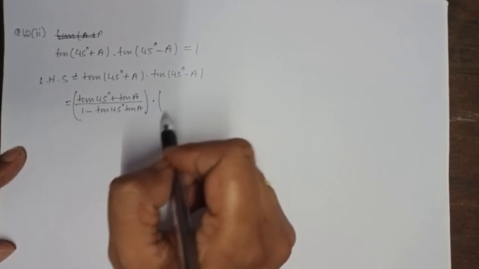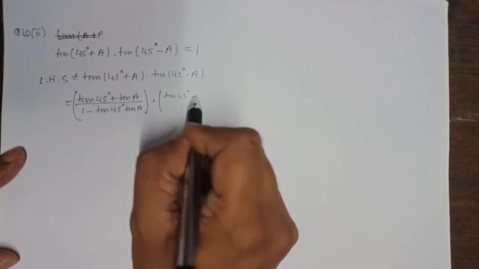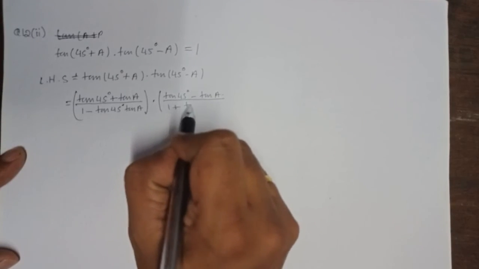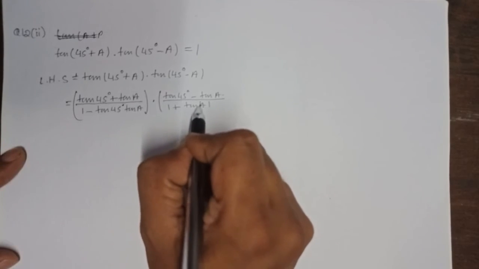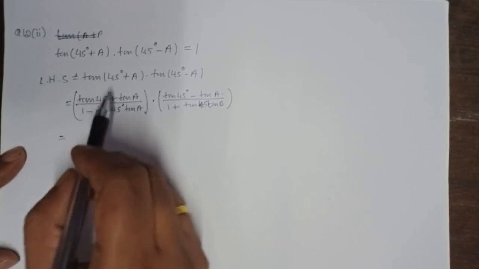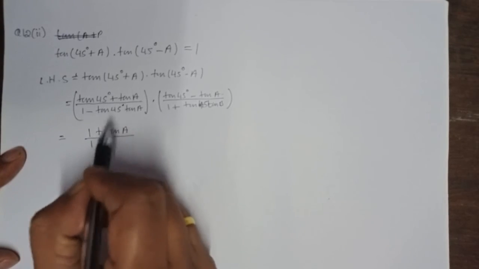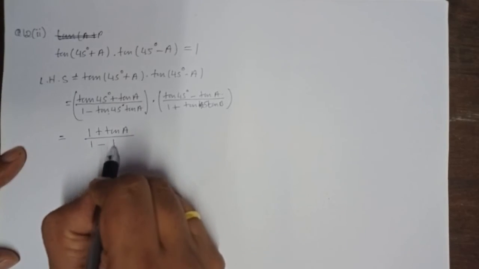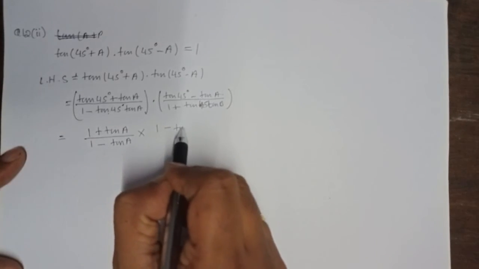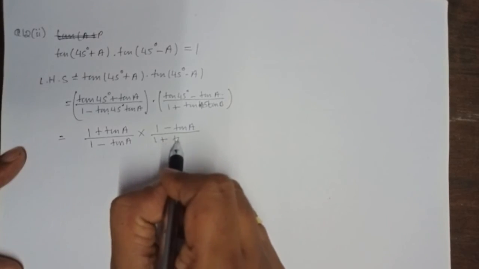Into, similarly as in previous sums, use this formula. Tan A minus B formula is tan A minus tan B over 1 plus tan A tan B. Here A is 45 degree. Now I'll substitute the value. Tan 45 degree is 1, so 1 plus tan A over 1 minus tan A, into 1 minus tan A over 1 plus tan A.